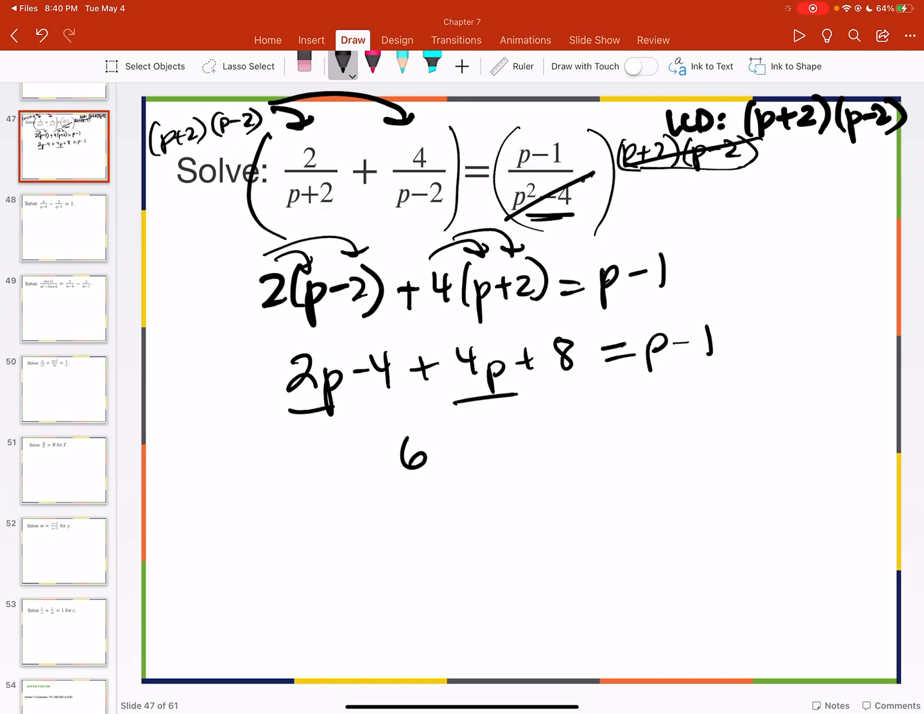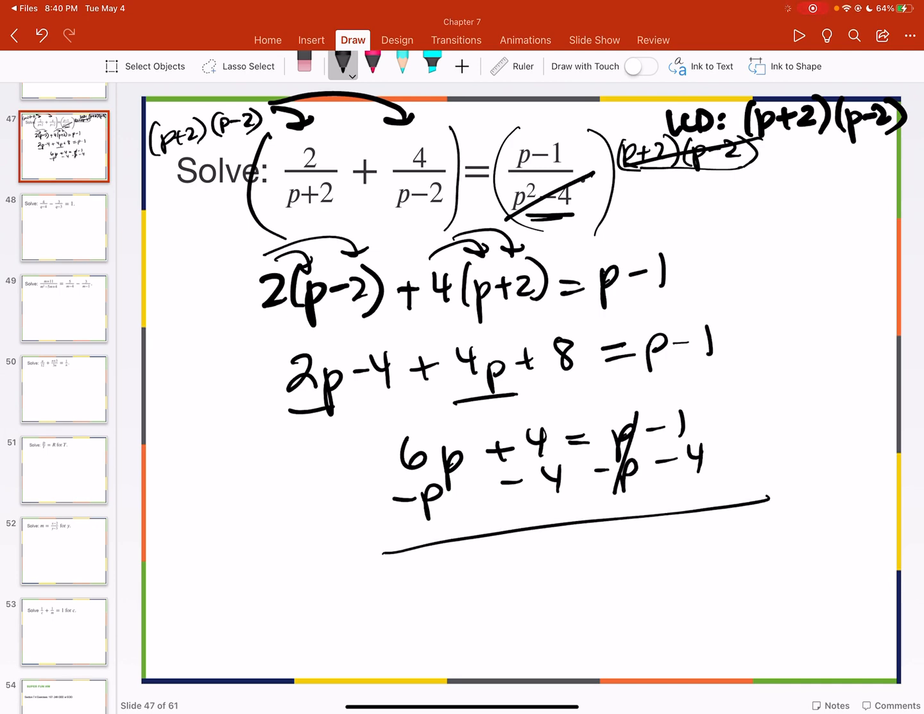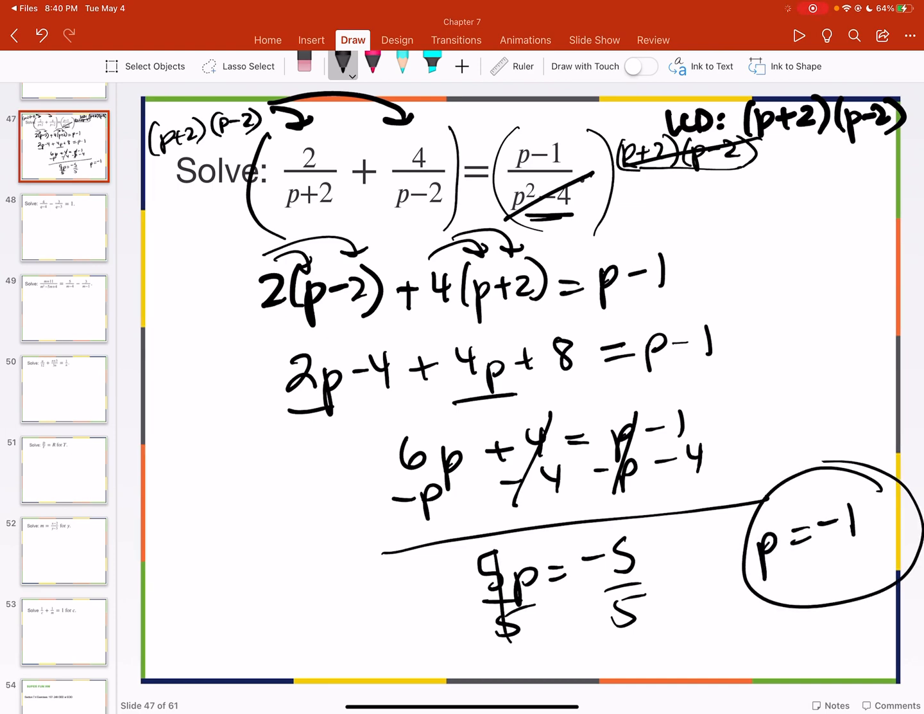Combining the terms on the left-hand side, I get 6p plus 4 equals p minus 1. So subtract 4 from both sides and subtract p from both sides. That will cancel here, and this one will cancel here. 5p is equal to negative 5. Divide by 5, and we get that p is equal to negative 1. And that's it. Okay, let's do another one here.